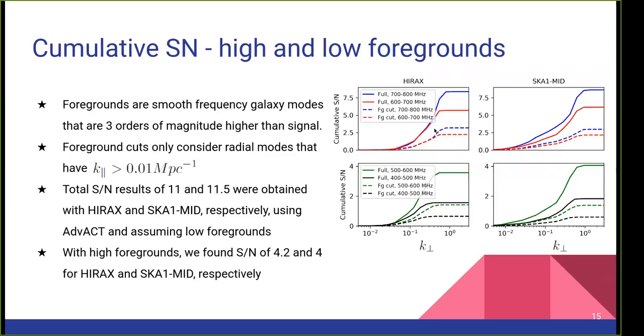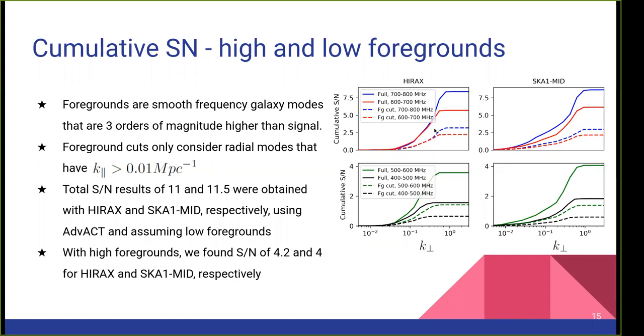So here we can compare HIRAX and SKA by considering the cumulative signal to noise for each of the 4 bins, and we also include the effect of foregrounds. Foregrounds are galaxy signals that are a lot higher in magnitude than the signal that we're interested in. To account for the effects of foregrounds, we introduce a foreground cut at k parallel of 0.01 inverse megaparsec. So we don't consider any k parallel modes smaller than that cut. The effects of that are shown in all of the dotted lines.